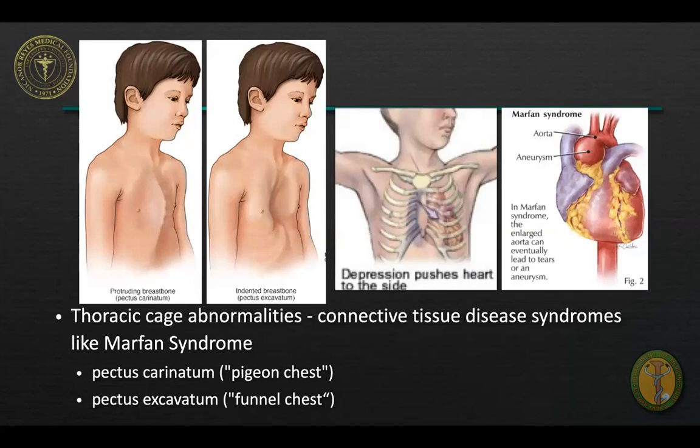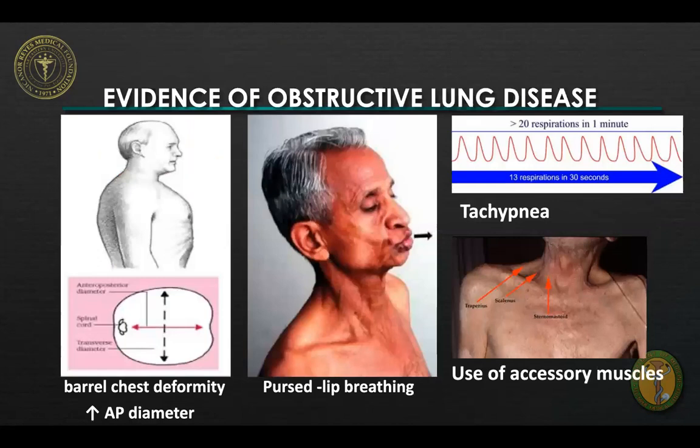Thoracic cage abnormalities have been well described among patients with connective tissue disease like Marfan syndrome. They include pectus carinatum or your pigeon chest and pectus excavatum or funnel chest. Obstructive lung disease is suggested by a barrel chest deformity, especially with tachypnea, pursed lip breathing, and use of accessory muscles. So this can be seen in patients who have COPD or those who have chronic bronchitis or emphysema.